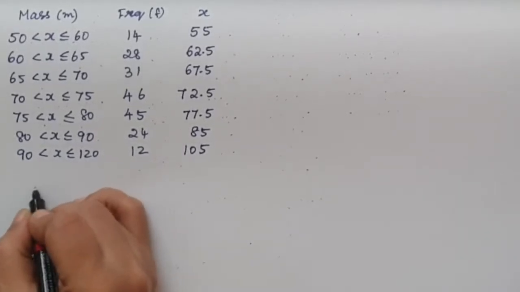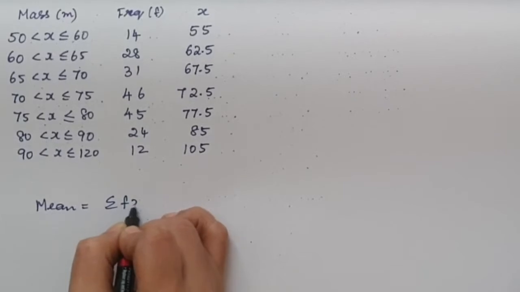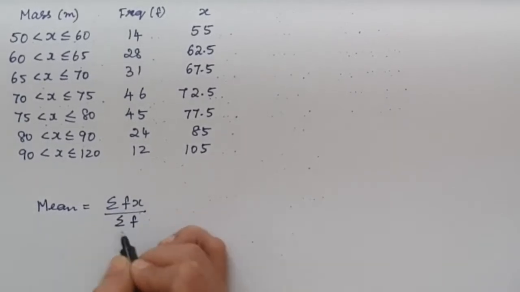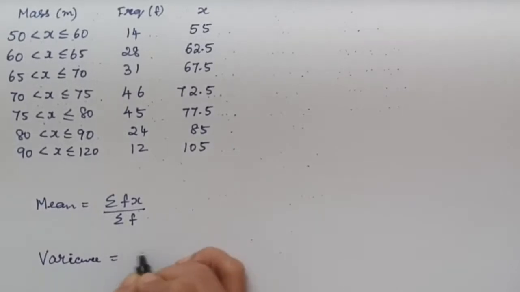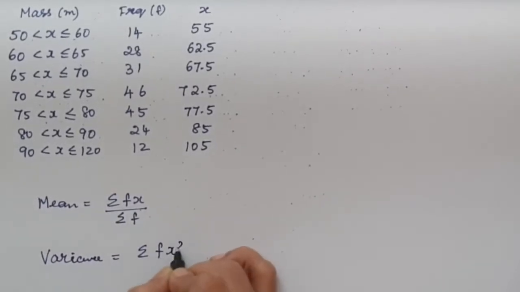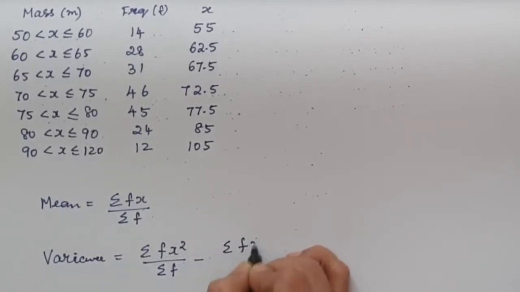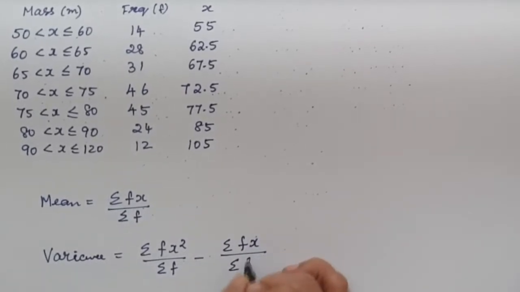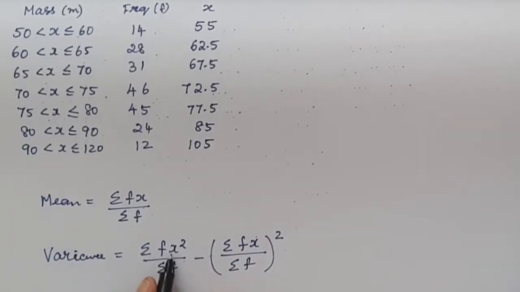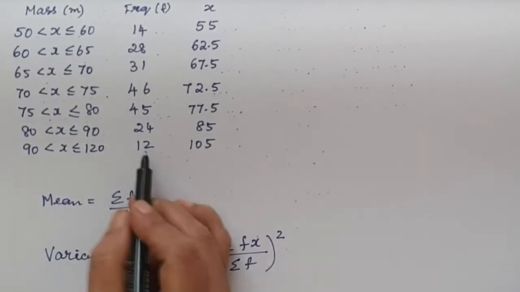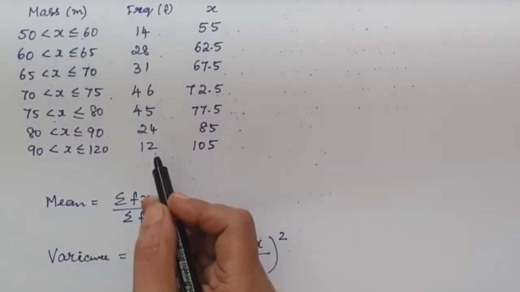And we'll write our formulas. Mean is equal to sigma fx over sigma f. And our variance will be equal to sigma fx squared over sigma f minus (sigma fx over sigma f) the whole square. It is nothing but wherever it's x squared, we are adding an f in front, because we have grouped data over here and the frequencies are given.